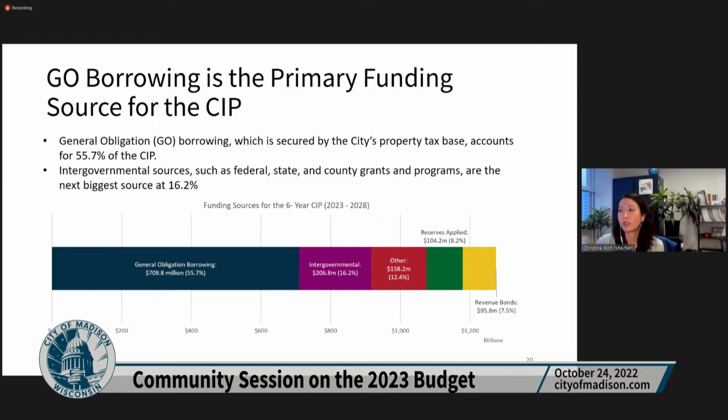The next source is intergovernmental sources, which accounts for about $207 million, and these include things like federal and state grants, like I've mentioned, as well as sources from the county and other smaller programs. This next category of other includes sources such as proceeds from the tax increment districts and impact fees. And then there are reserves applied and revenue bonds that particularly impact our utilities.